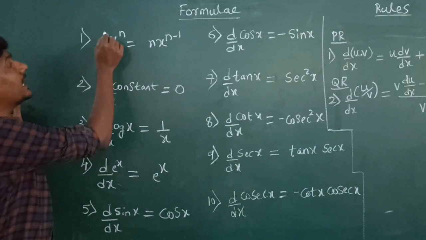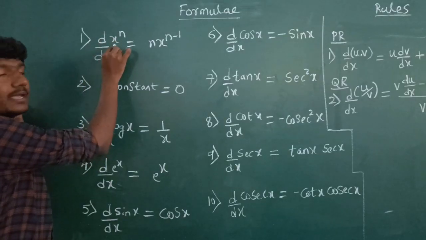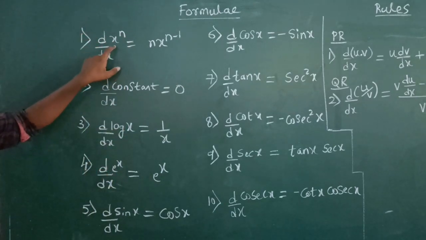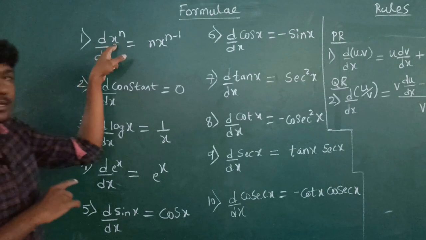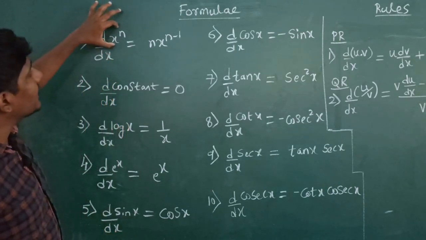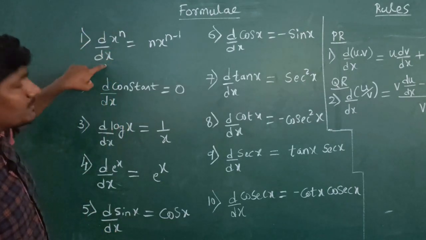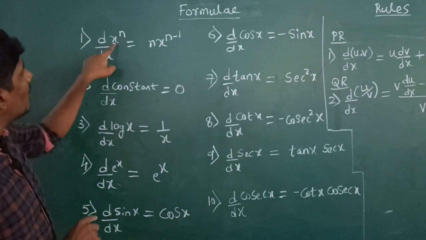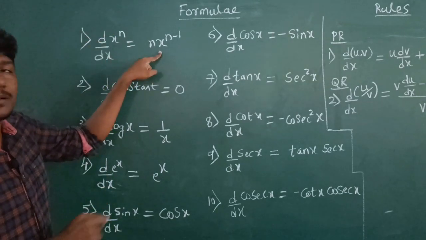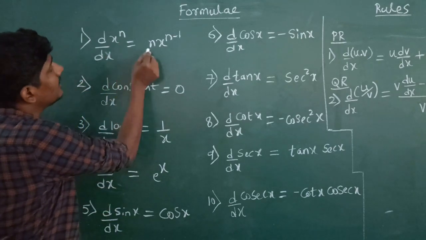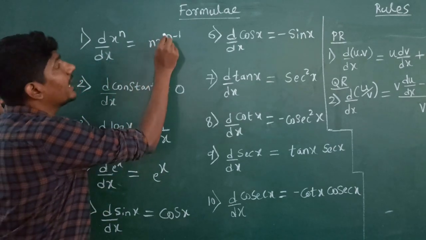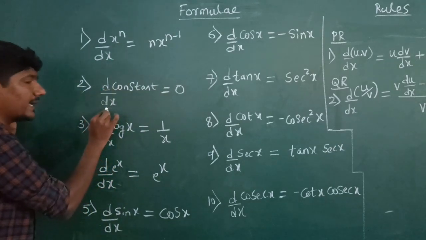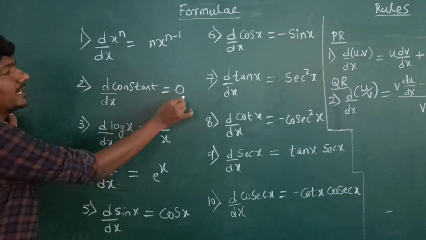Here we have d by dx of x raised to n. This is the way of writing differentiation. We are differentiating the quantity x raised to n with respect to the same quantity x. So we write d by dx of x raised to n. What is the formula? The differentiation of x raised to n is n x raised to n minus 1. Next we have d by dx of a constant, which equals 0.